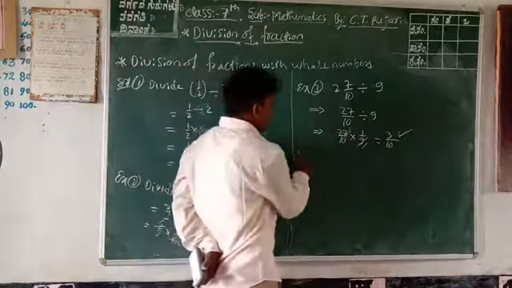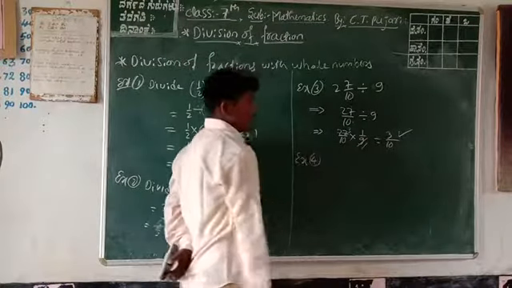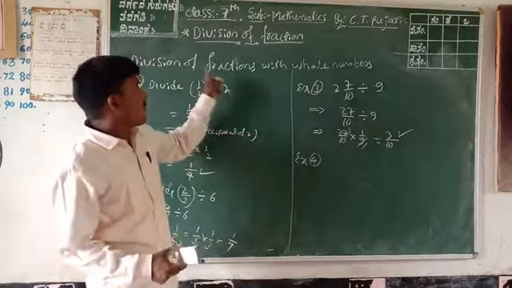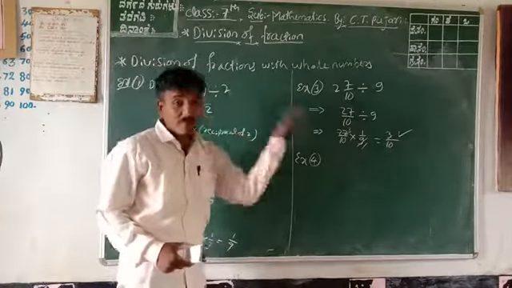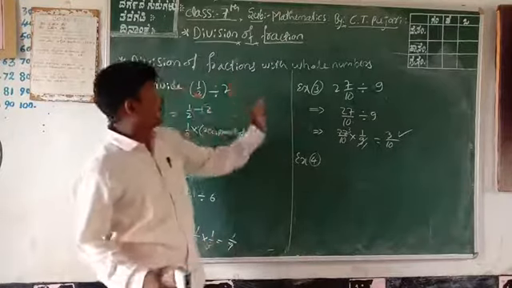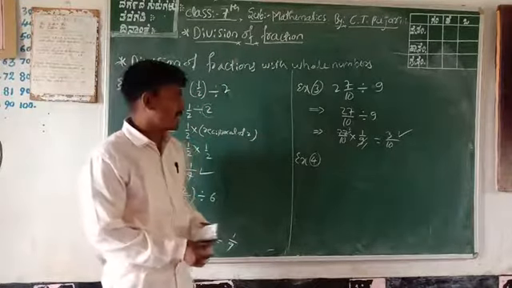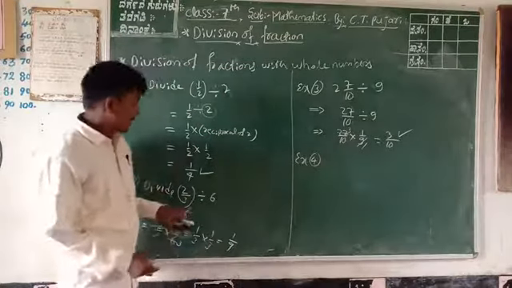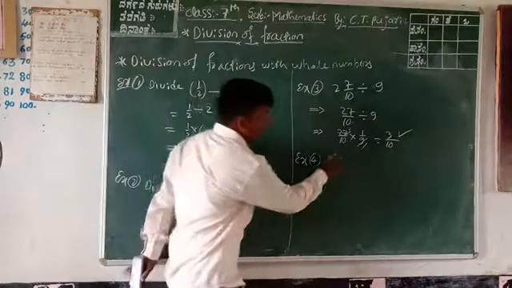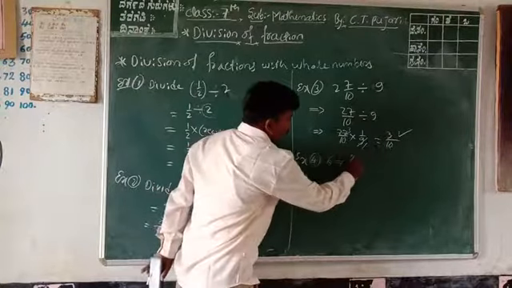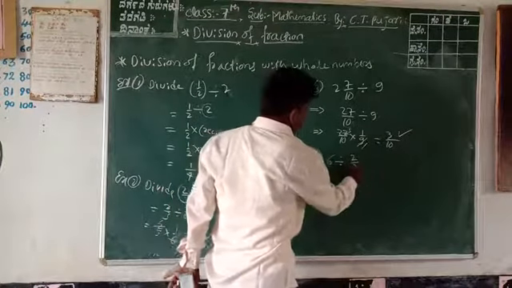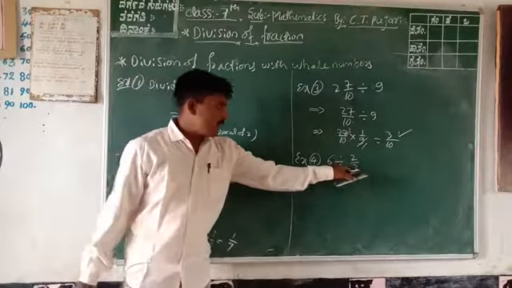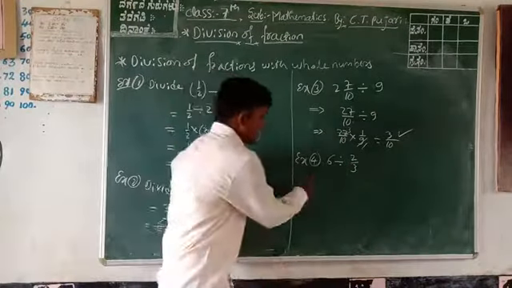Next one, example number 4. Otherwise, the division of fractions with a whole number, as well as the division of a whole number by fractions, is the same. For example, consider this one example: 6 is divided by 2 by 3, the reverse order. Whole number divided by fractions. The first number is the same as it is.